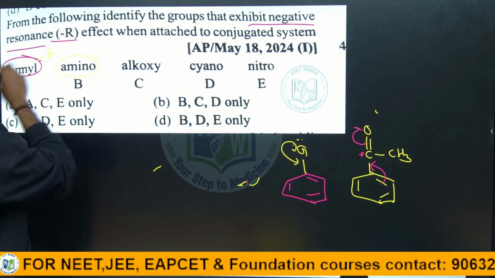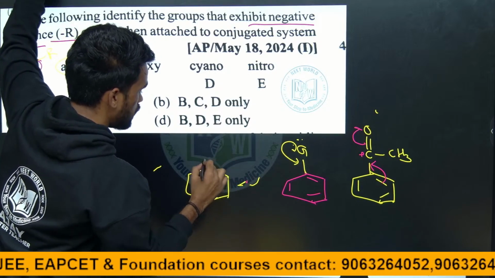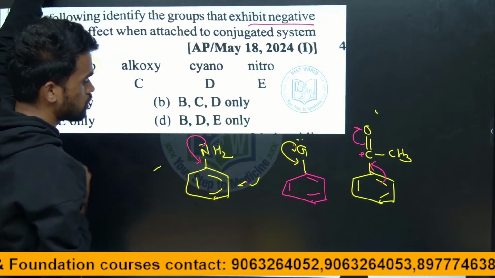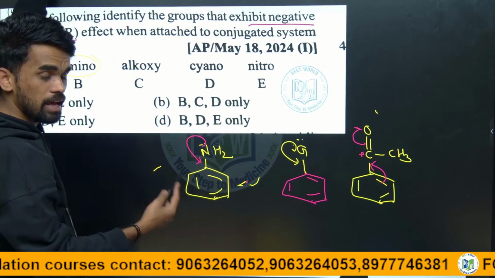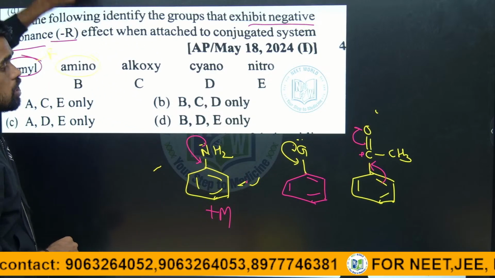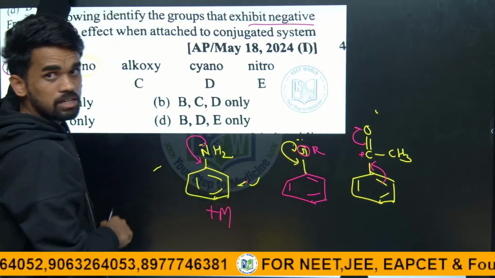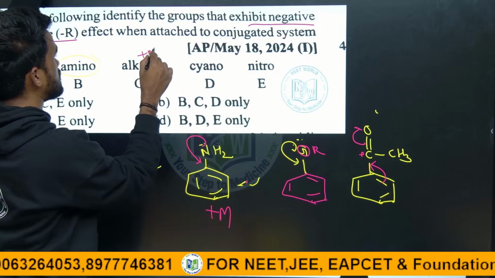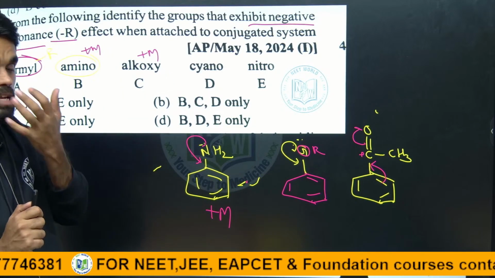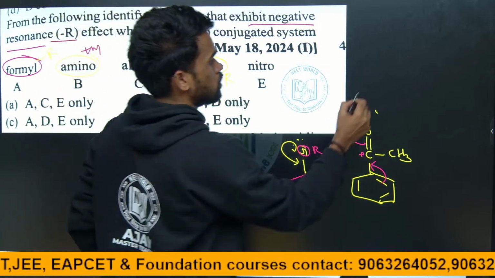So the amino group has non-bonding electrons on the nitrogen atom. This will be donated into the ring, so that is ring activating, I can say plus M effect, right? This is plus M effect. The alkoxy group also has oxygen with non-bonding electrons, so this is also showing plus M effect. But they are asking about minus M effect or minus R effect, because of what I told you about the phenyl ring.